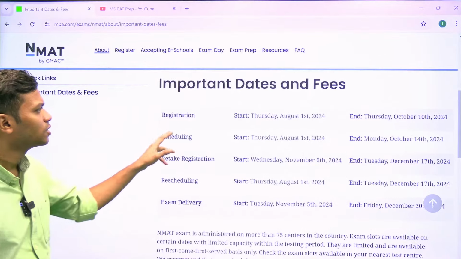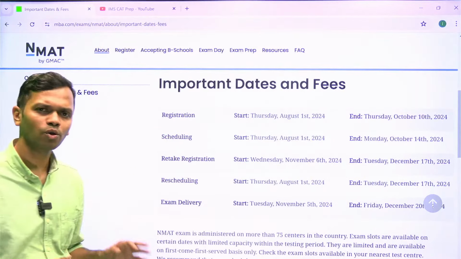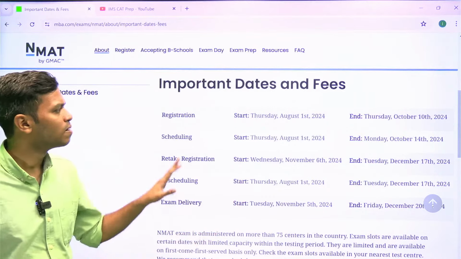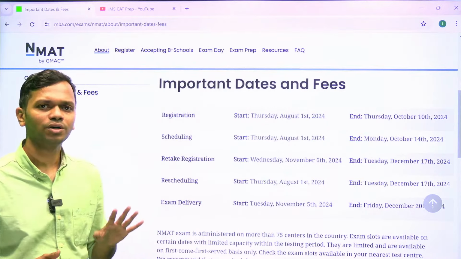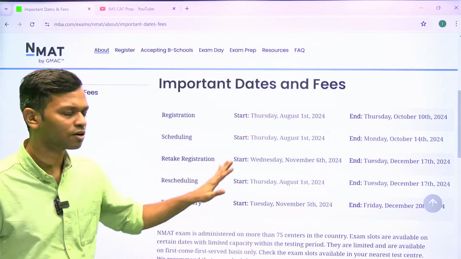So the registration is starting from 1st August and it will continue till 10th October. So you have a lot of time to complete your registration. But of course, it's always recommended that you try and register as early as possible. Of course, don't make any mistakes in a hurry.